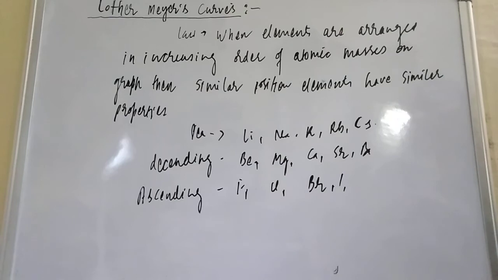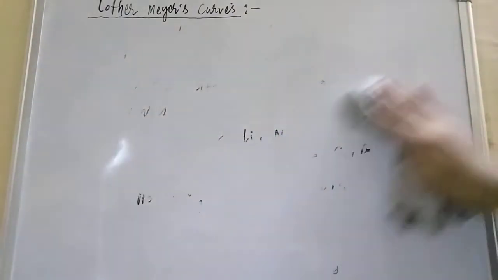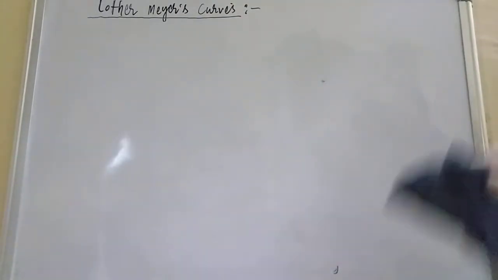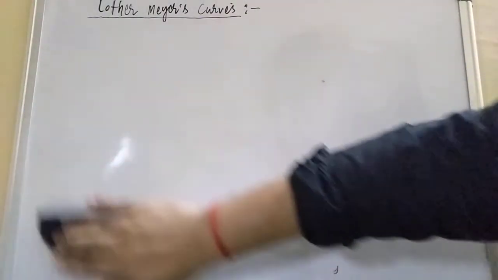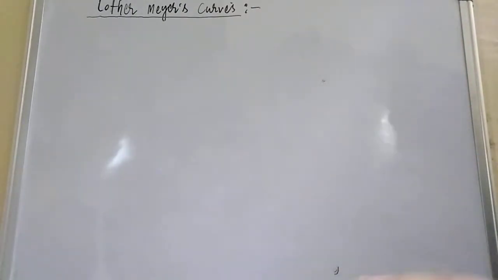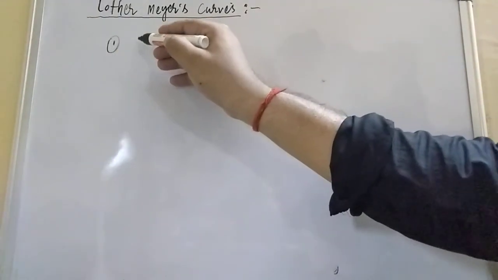This law is very much applicable for many elements, but this law also fails for some elements. So why does this law fail? The limitation, student, is that it is difficult to represent all the elements. Because 118 elements are there, it is very difficult to represent all the elements on a small graph, means the representation on paper is not possible. So the first failure is the limitation.